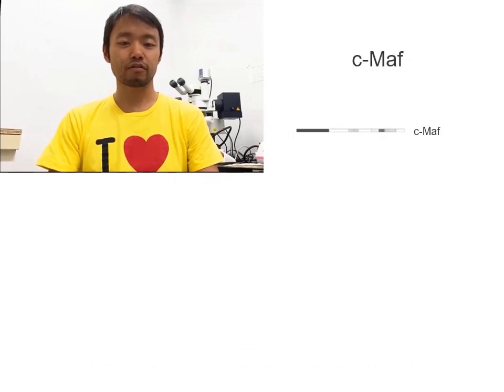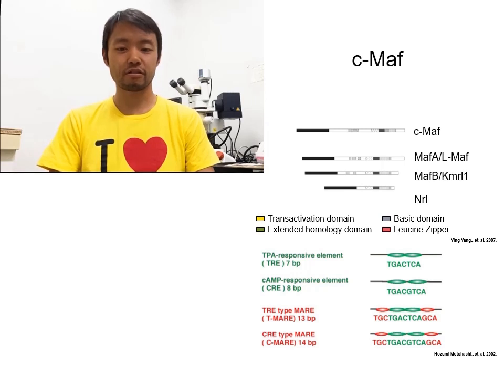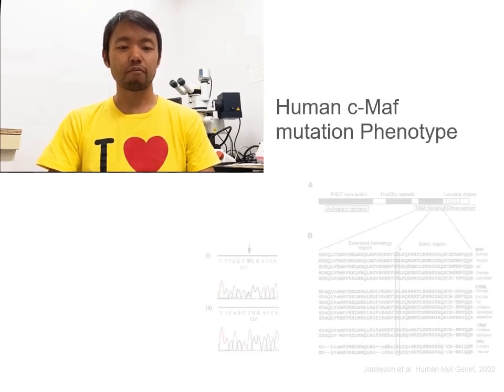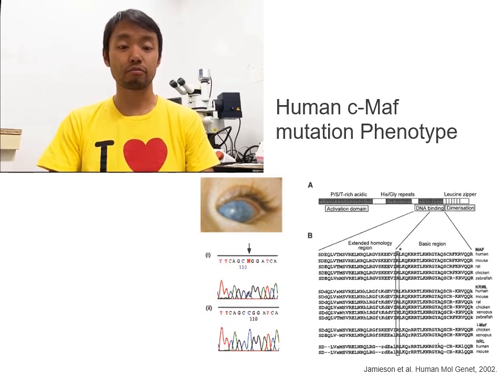The transcription factor CMAF belongs to the large MAF family. CMAF shares a basic region and leucine zipper domain. In various tissues, the function of CMAF has been widely studied, and reports have suggested that CMAF plays a critical role in cell fate identification and cellular differentiation. There are examples of human mutation of CMAF. In 2002, it was reported that point mutation of CMAF was the cause of human congenital cataract and iris coloboma.